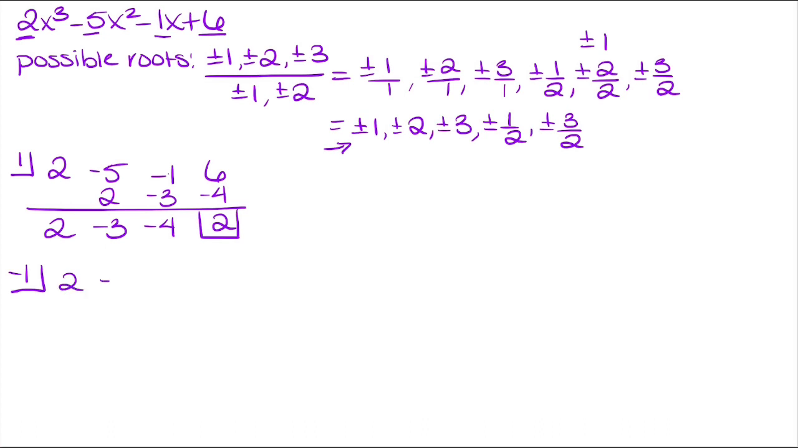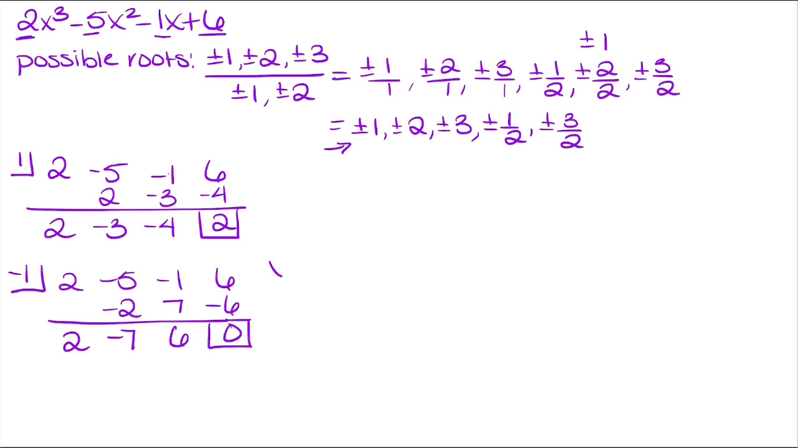So I'm going to do synthetic substitution again, and when I do this, I bring down 2. 2 times negative 1 is negative 2. Negative 5 plus negative 2 is negative 7. Negative 7 times negative 1 is 7. Negative 1 plus 7 is 6. 6 times negative 1 is negative 6, and 6 plus negative 6 is 0. So I once again have a root of x equals negative 1, which tells me that x plus 1 is a factor. So that x plus 1 is actually going to be a repeated factor when I write out my final answer.